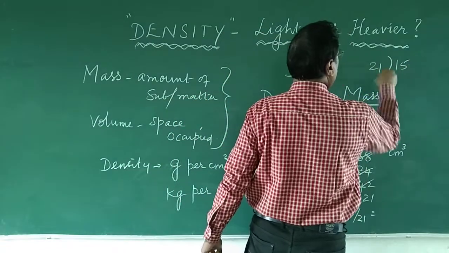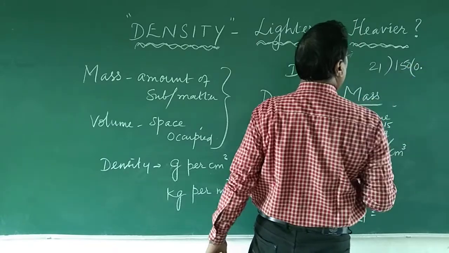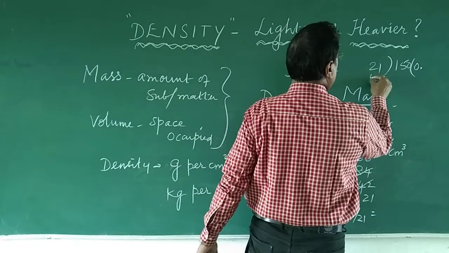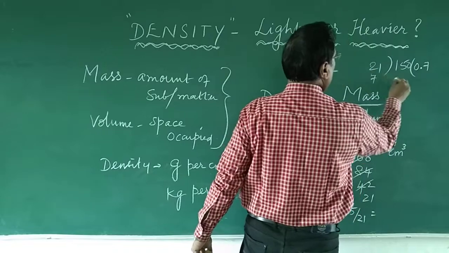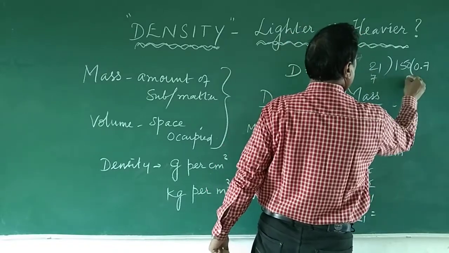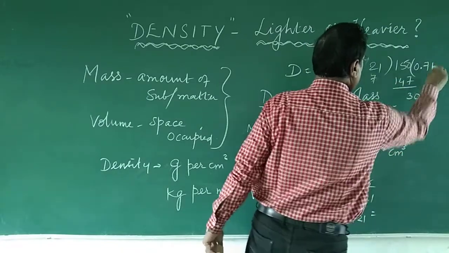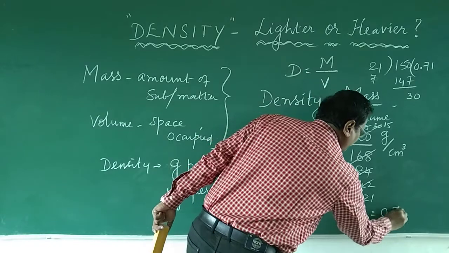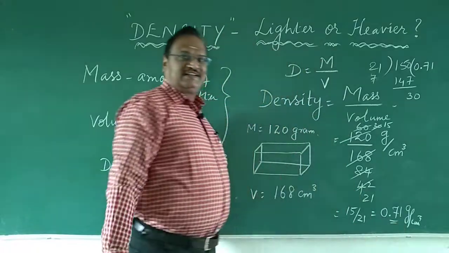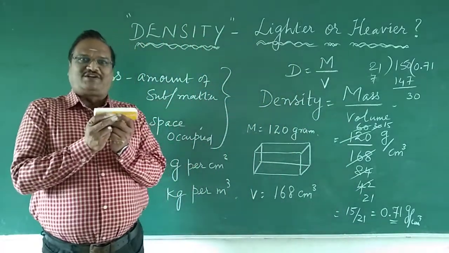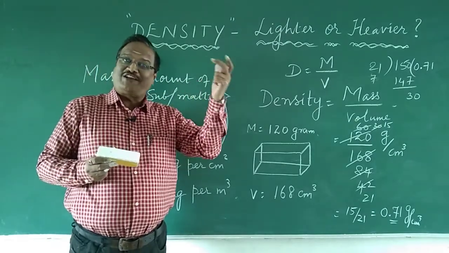We solve it. 15 here, 21 here. Okay, it will not go. So point. Okay, 150 it will become 6 times 6 to 7. Okay, 7 times 7. Okay, and 14. 147 and 3, 30. We can say 1. So the answer is 0.71 gram per cubic centimeter. This is the density of wood. You know, density of wood usually is 0.7, 0.8.